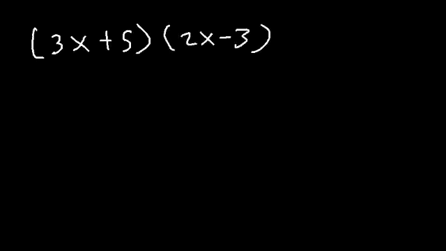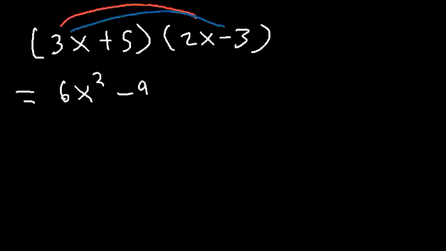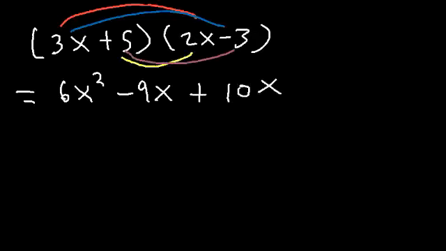Now let's talk about how to multiply polynomial expressions. Let's start with two binomials. So let's say if we have 3x plus 5 multiplied by 2x minus 3. We need to use the FOIL method. 3x times 2x is 6x squared. 3x times negative 3 is negative 9x. 5 times 2x is 10x. And finally, 5 times negative 3 is negative 15.